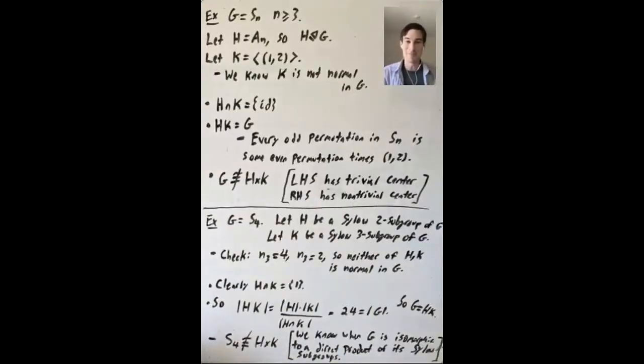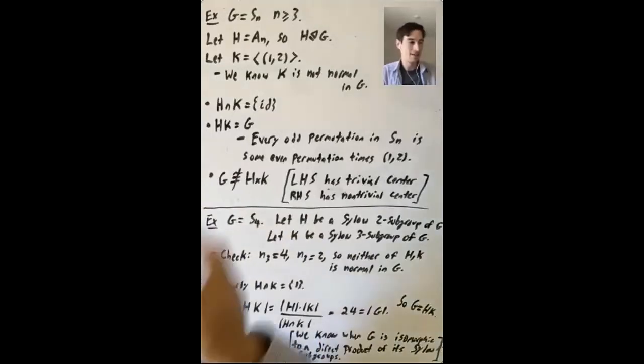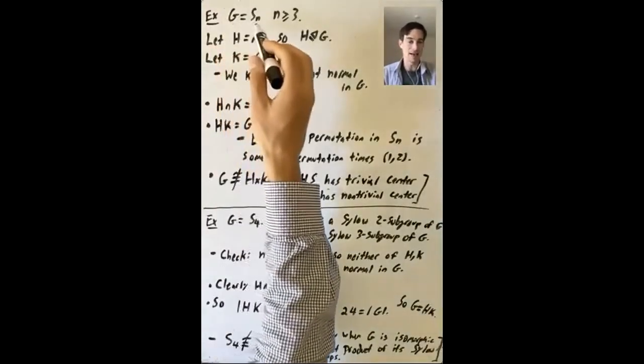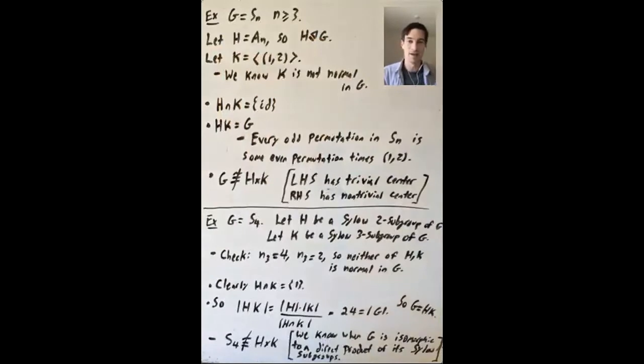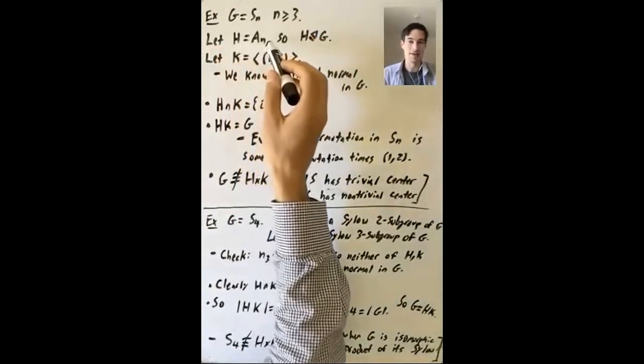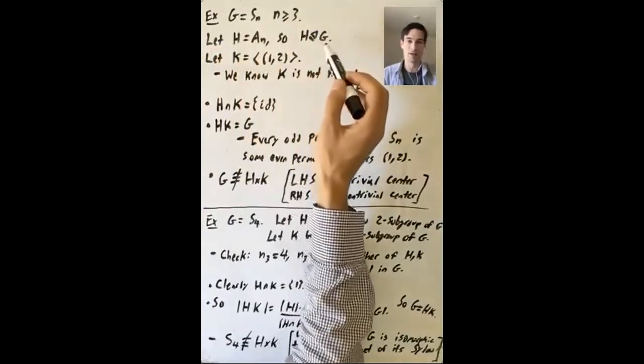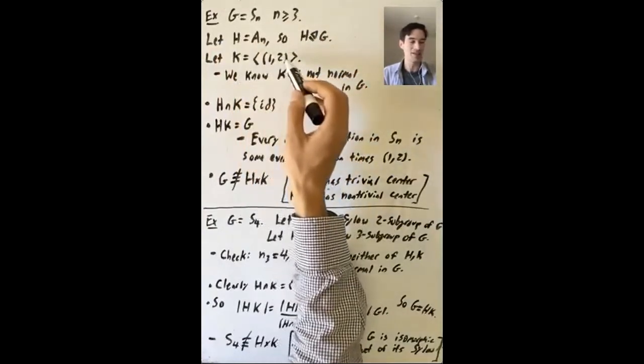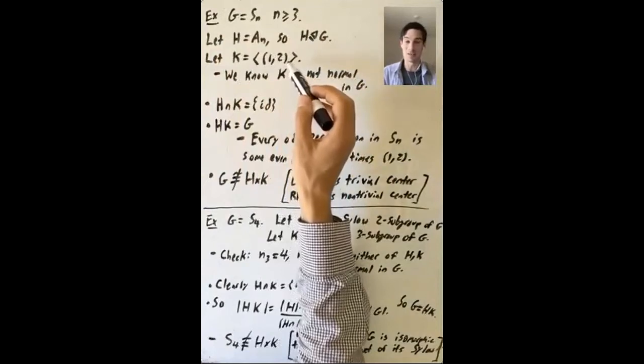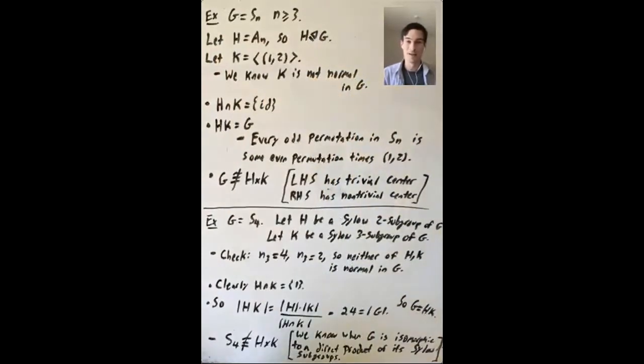Let's look at an example that doesn't come from matrices. Let's take G equals Sn, where n is at least 3, and H to be An. So we know this is an index 2 subgroup of G, so it's normal in G. And let's take K to be the cyclic subgroup generated by the single transposition (1 2). So we know that K is not a normal subgroup in G.